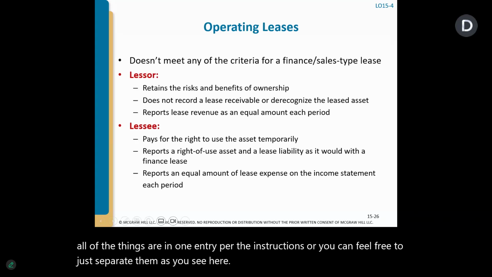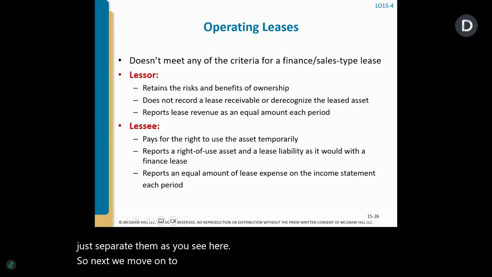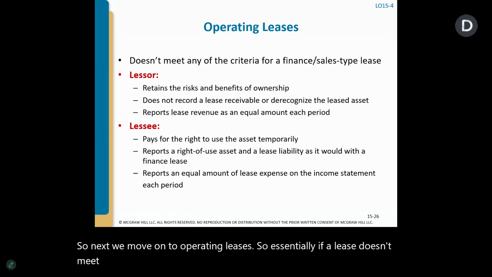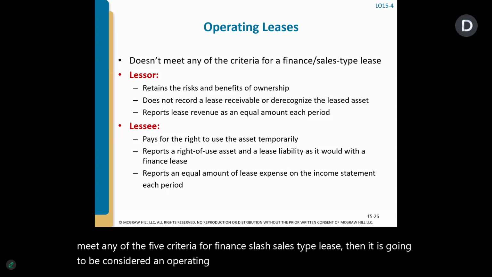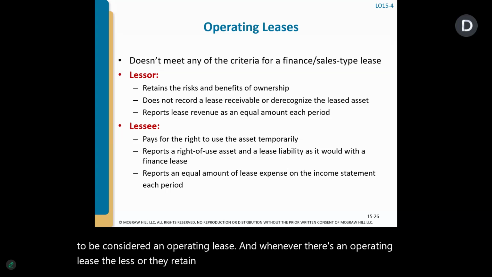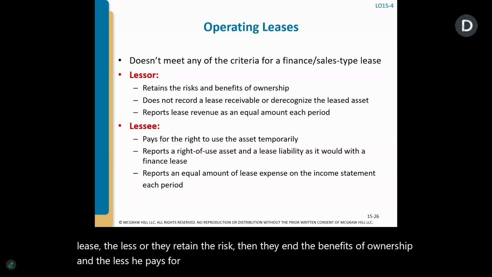So next we move on to operating leases. Essentially, if a lease doesn't meet any of the 5 criteria for a finance/sales type lease, then it is going to be considered an operating lease. And whenever there's an operating lease, the lessor retains the risks and the benefits of ownership, and the lessee pays for the right to use the asset temporarily.